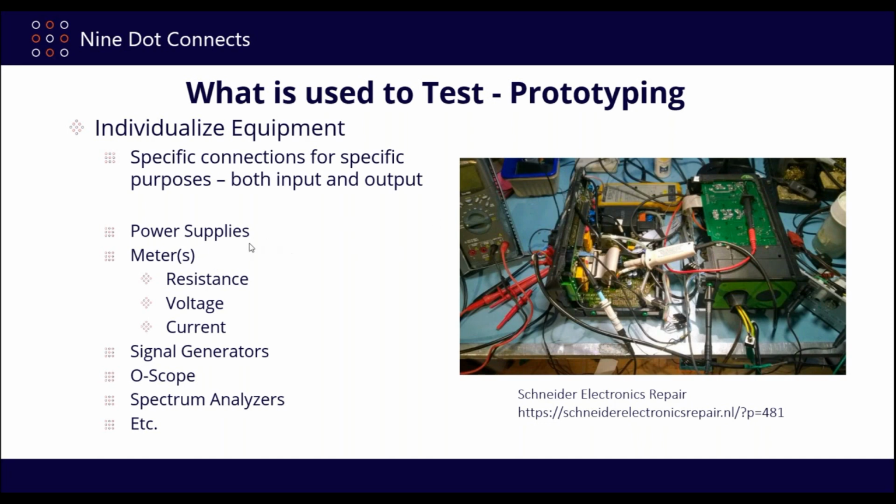Because in prototype testing, they're going to inject signals. They'll have power supplies hanging on this thing. They'll have meters on this. They'll have signal generators on there. They'll have an oscope on there. If it's got an RF element to it, they'll have a spectrum analyzer on there. And there's many other things, a digital analyzer, for example. So this is a really good example of what you can expect to see in the labs.